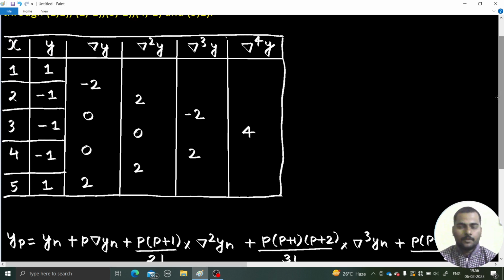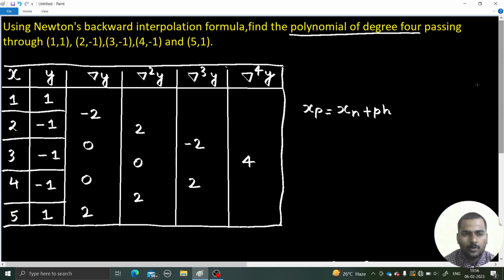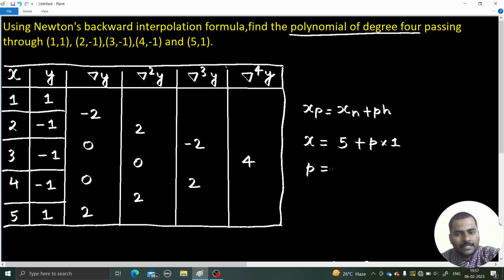Now we know one relation, xp is xn in case of backward difference plus p times h. In case we need to get the polynomial, and they are not given that at what particular value of x they are asking the value of y, in that case we assume the xp value to be equal to x. Your xn is equal to 5. Your p is what we need to find. H is the difference between the x values, which is clearly here 1. So the p you are getting is x minus 5.